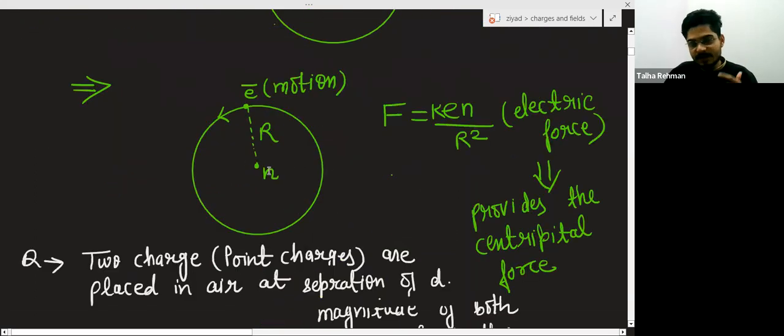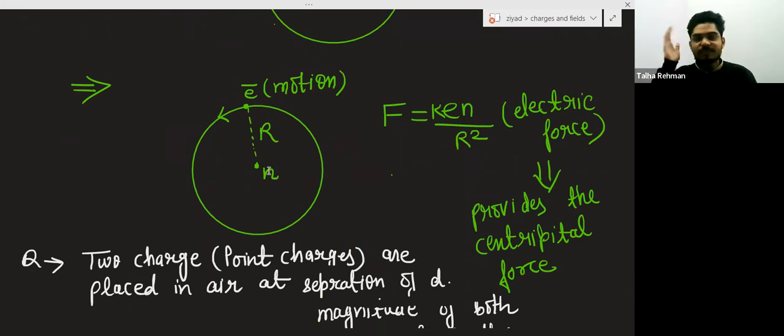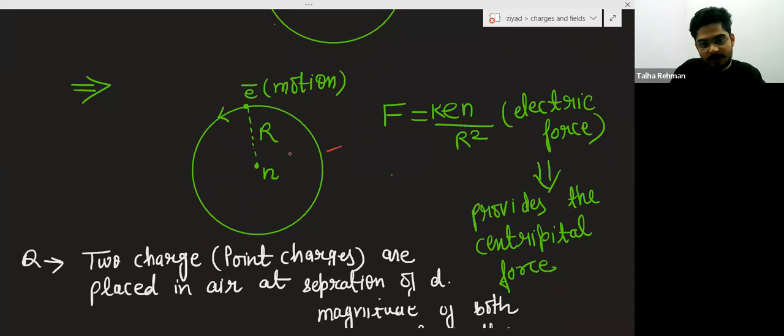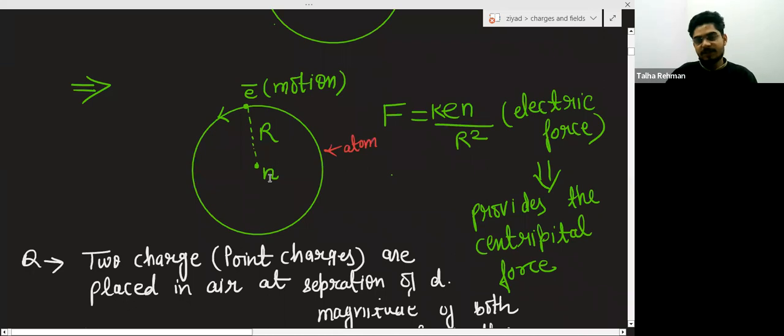I have given the example. Earlier, when we were discussing this, I think some other teacher told you about the nucleus and electrons revolving around the nucleus in a circular orbit. I told you, this is the atom. In the atom, the nucleus is at the center, and the electron revolves around the nucleus in a circular orbit. So basically this is a charge and this is also a charge, and this distance is not changing. So here you can apply Coulomb's law.